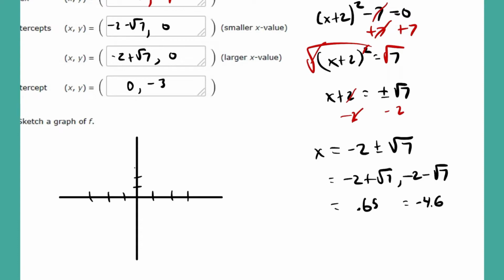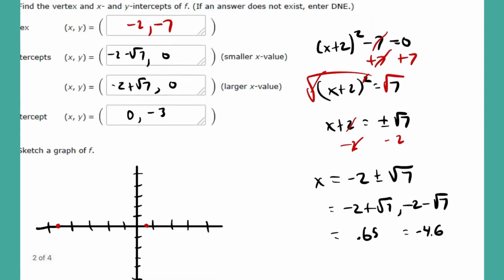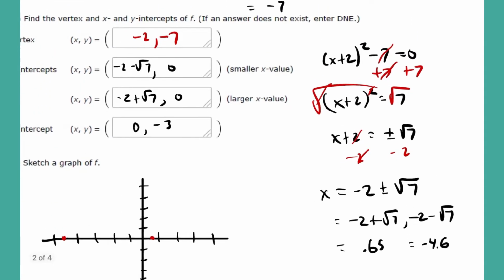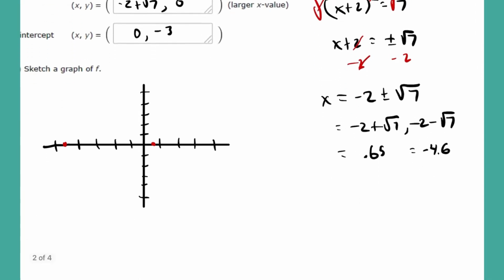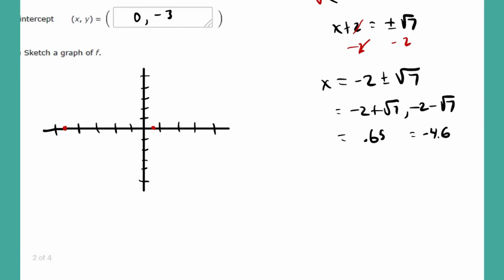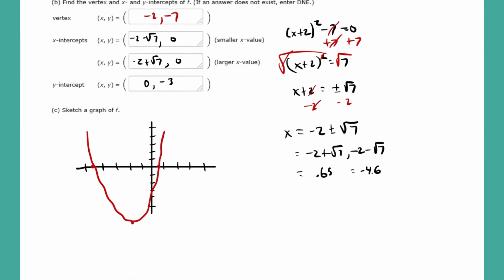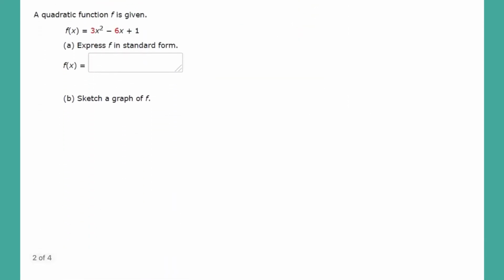So the two intercepts would be, one of them would be positive 0.65, which is about right here somewhere. The other one's going to be negative 4.6, about right there. And our vertex would be negative 2, negative 7, so it would be way down here somewhere, approximately. So that's the way our parabola would look, approximately.